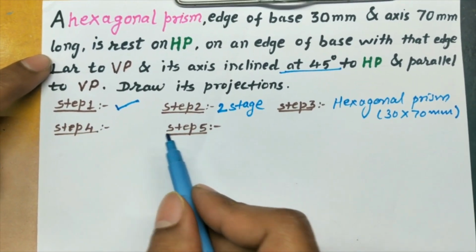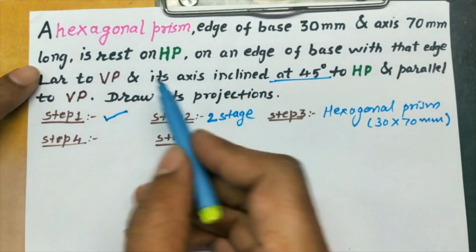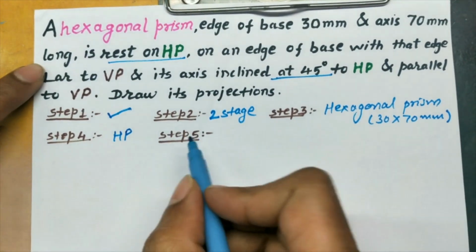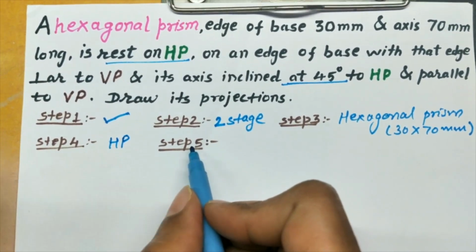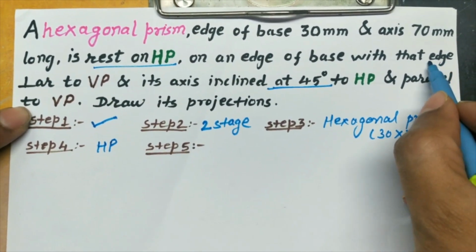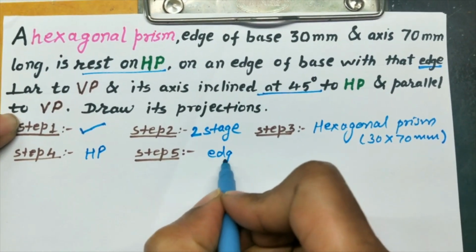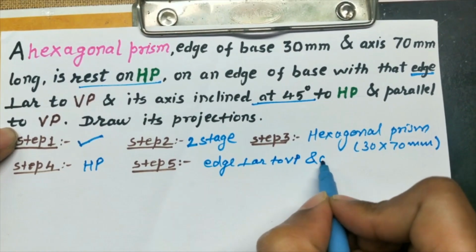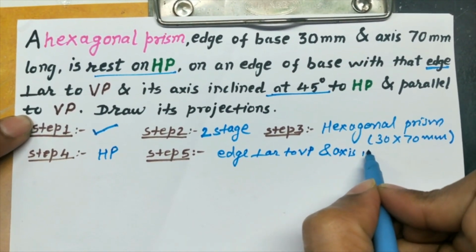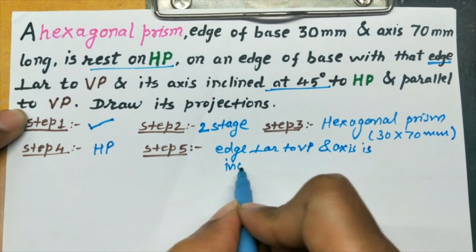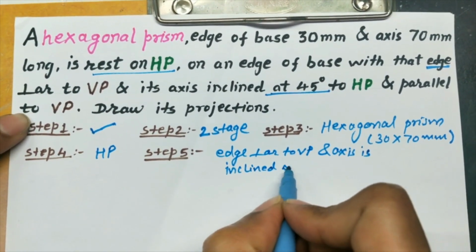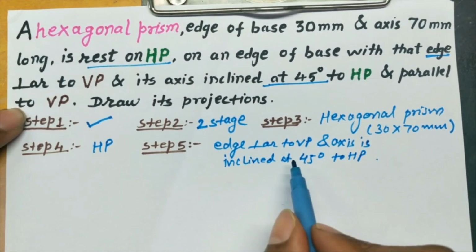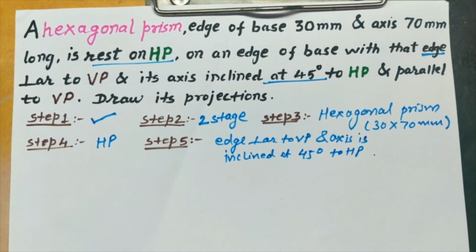So student, as we know where we are placing it, it is clearly mentioned that it rests on the HP, so in this problem it is very clear. Step 5 is how it has been placed. See, how it has been placed means the edge is perpendicular to VP and the axis is inclined at 45 degree to HP. What is the meaning of this? I will explain it through the model first of all.